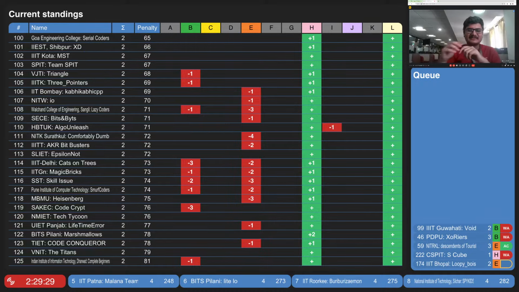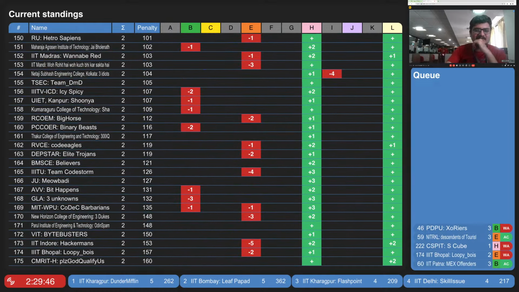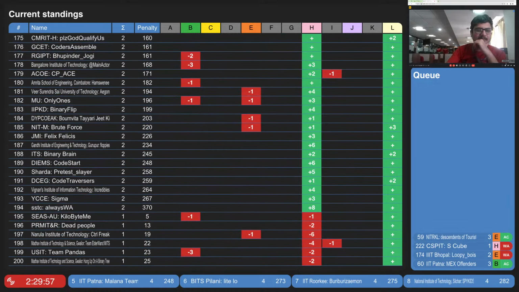Some updates on the scoreboard. We are just half past the contest time. Dunder Muffin from IIT Kharagpur has solved 5 problems so far, and Leaf Papad from IIT Bombay has also solved 5 problems. There are around 12 teams that have solved 4 problems so far, and a lot of teams with 3 and 2 problems. That's the update on the scoreboard.